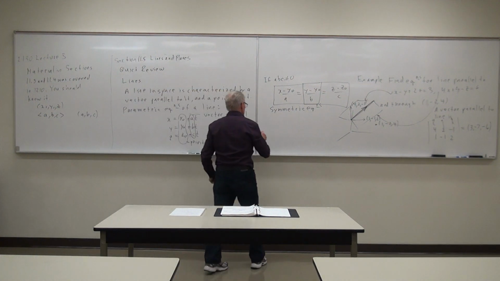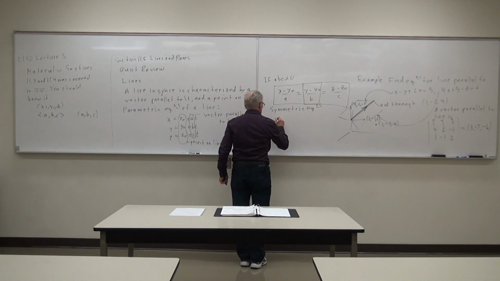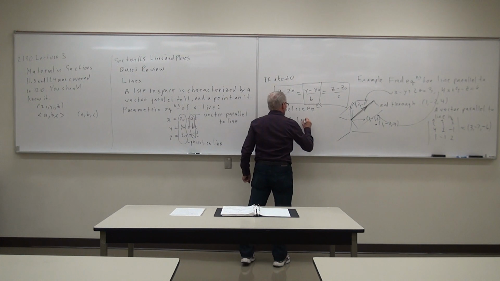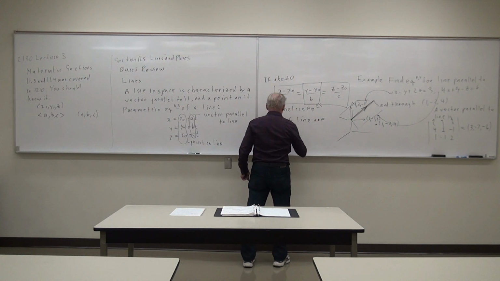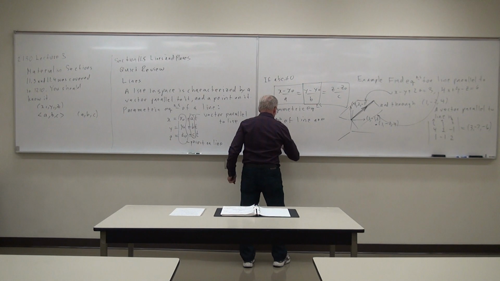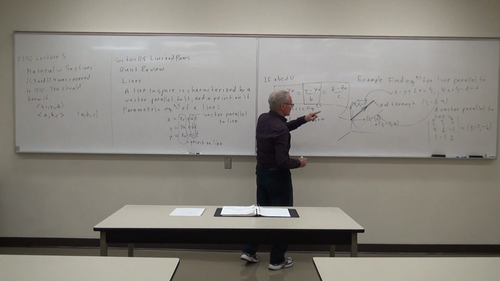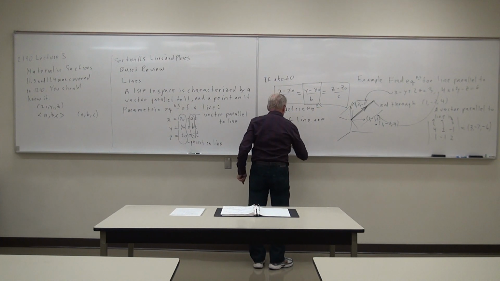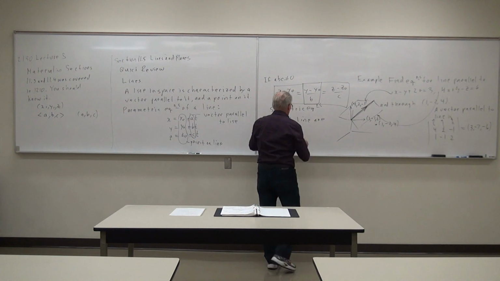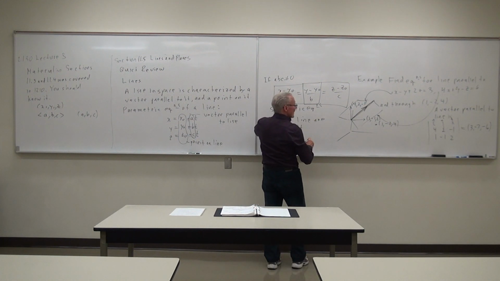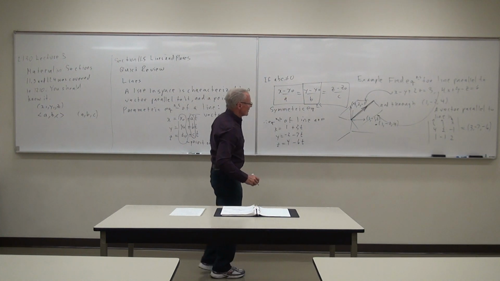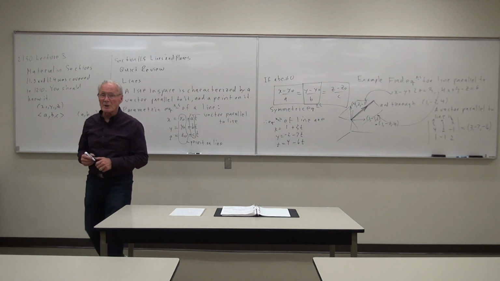So therefore, equations of the line are x equal, y equal, z equal. Down here, point on it, which is given to us, (1, -2, 4), plus t times the vector parallel to it: 3t, minus 7t, and minus 6t. So those are parametric equations for the line.